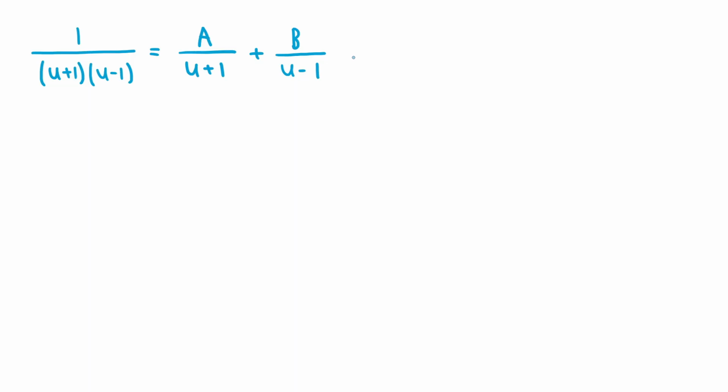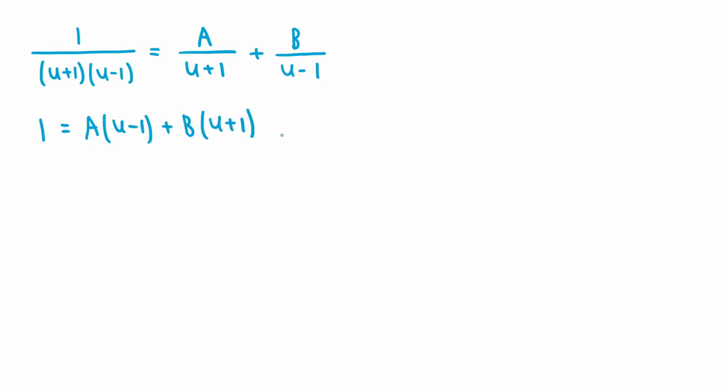We have to split the fraction into a sum of fractions where the denominators for each fraction correspond to each of the linear factors in the original rational function, and the numerators are all constant terms. So to determine how to rewrite the fraction in this form, we need to solve for the coefficients a and b. The first thing to do is to multiply both sides of the equation by u plus 1 times u minus 1, which gives us the equation 1 equals a times u minus 1 plus b times u plus 1.